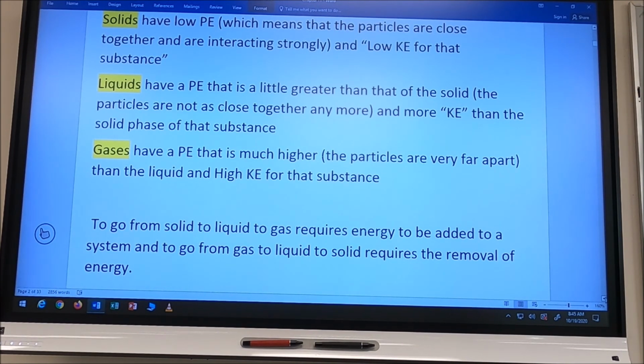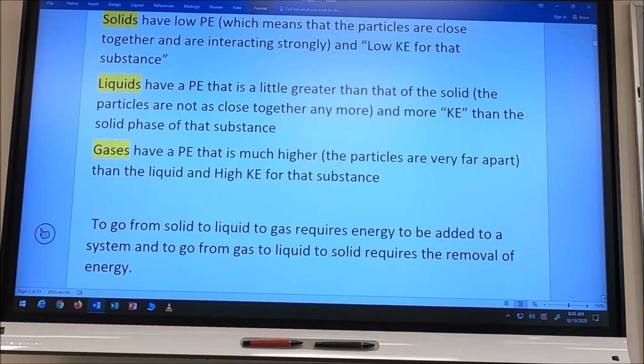Gases have the most potential energy, that's much higher than for solids or liquids, because the particles are very far apart. And gases are going to have a higher kinetic energy for a given substance. Now, just like looking at solids and liquids at the same temperature, if I looked at the liquid phase and the gas phase of a substance at the same temperature, like at the boiling point, they're going to have the same kinetic energy, but they're going to have different potential energies.